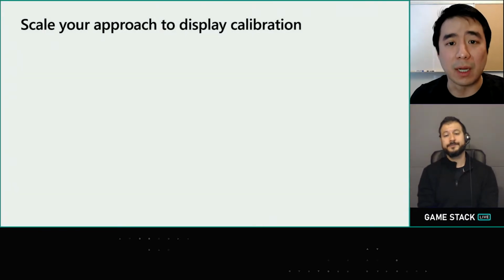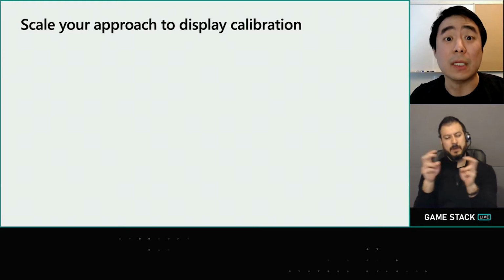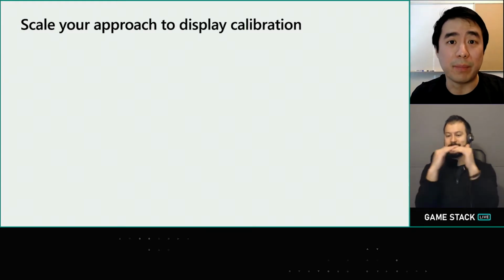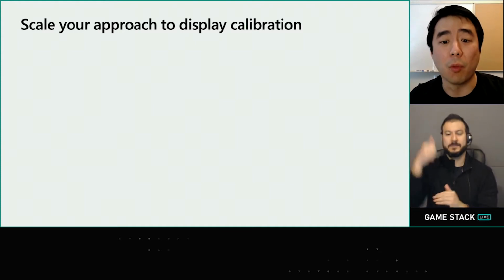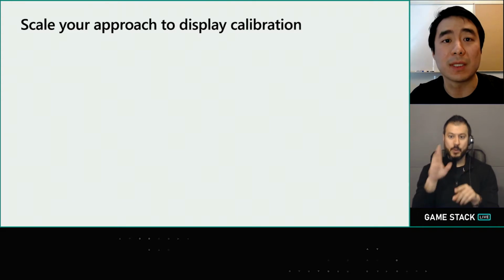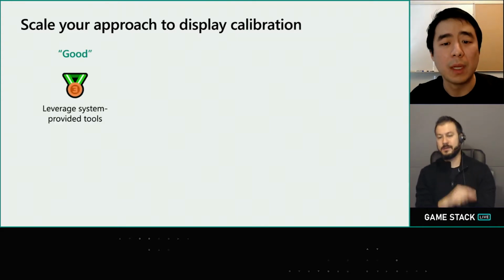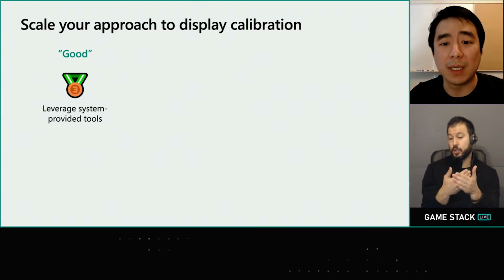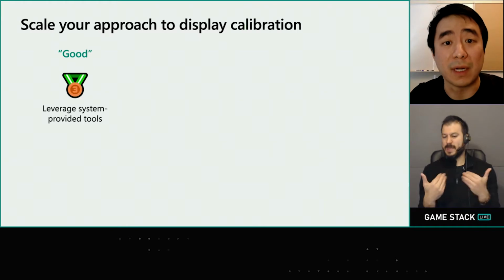HDR calibration on displays is a pretty deep topic. So I've organized this section into tiers: good, better, and best. Each tier involves incrementally more work over the previous tier, and in return, you'll get a superior user experience and image quality. Good, you're simply using the operating system APIs to get the calibration data Windows already has, for example, for a certified display.